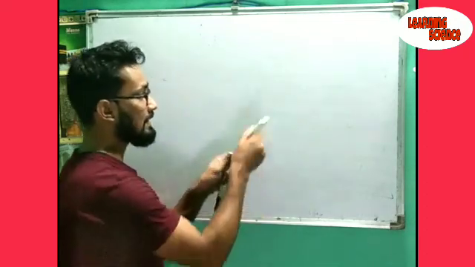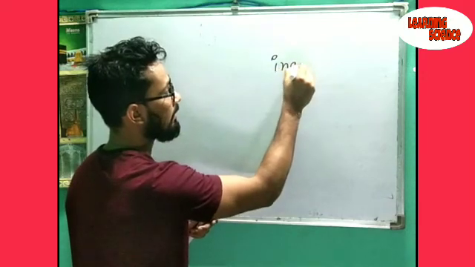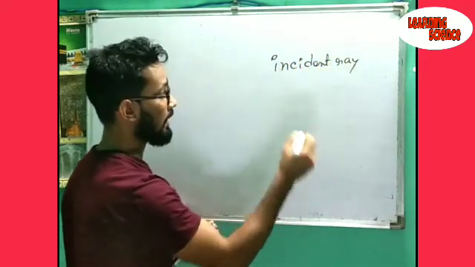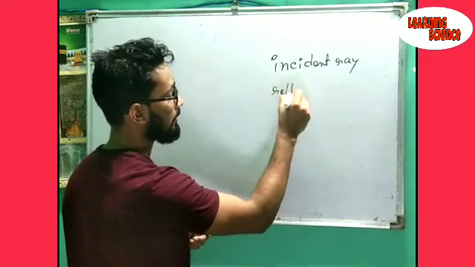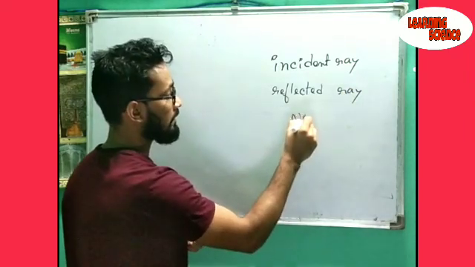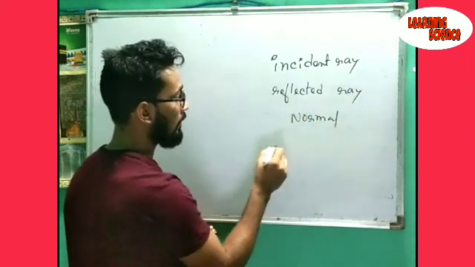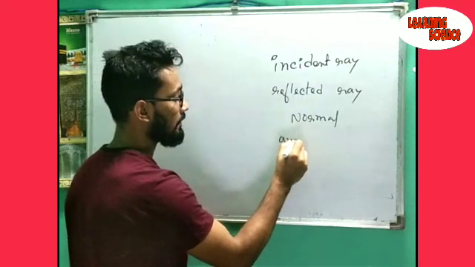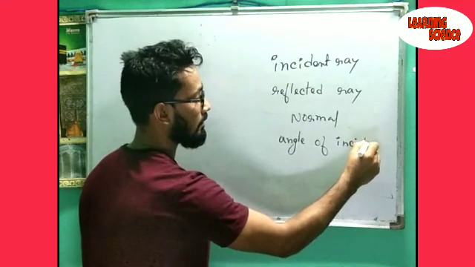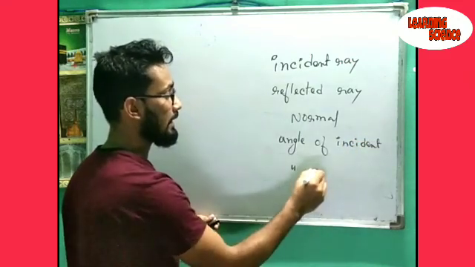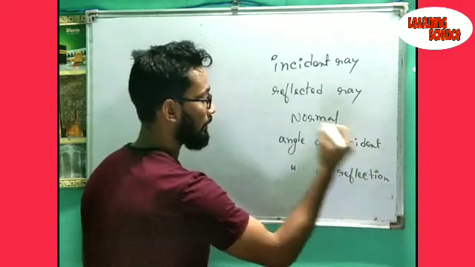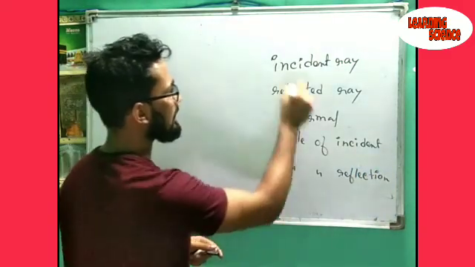We have learned about incident ray. We have discussed reflected ray. Also we have discussed normal. We have discussed angle of incidence. We have also discussed angle of reflection. Clear? So what is incident ray?